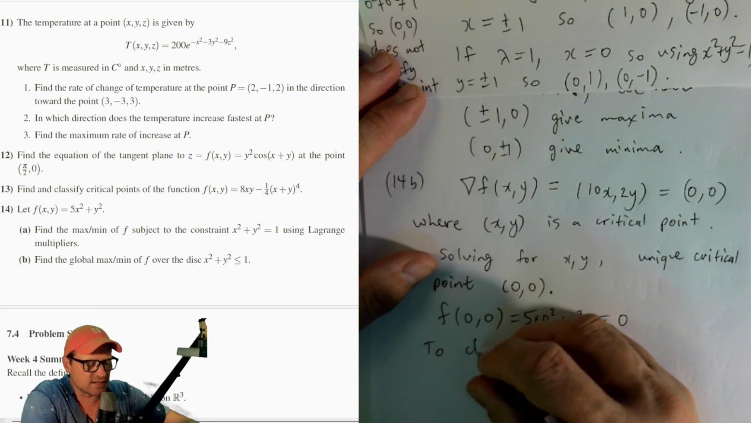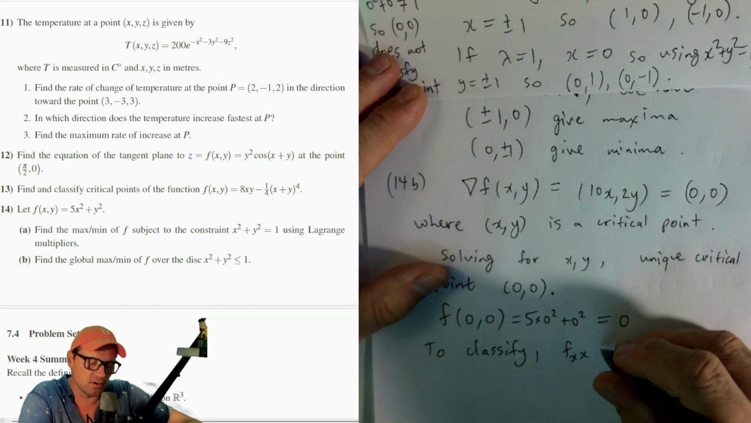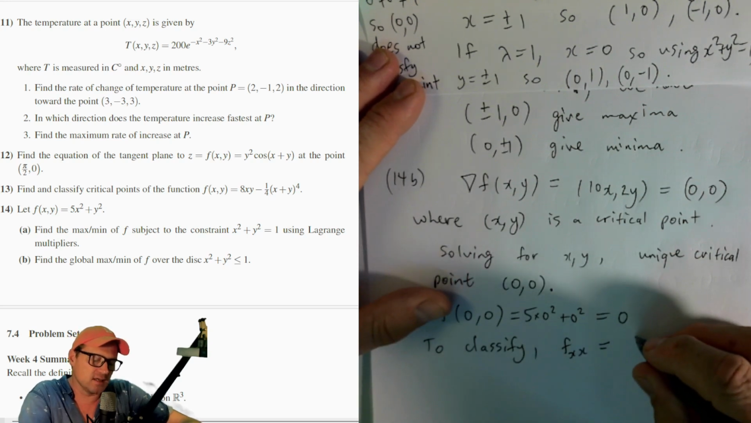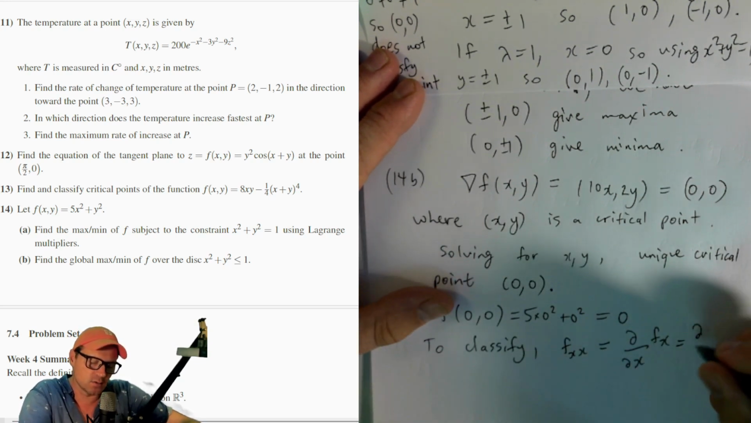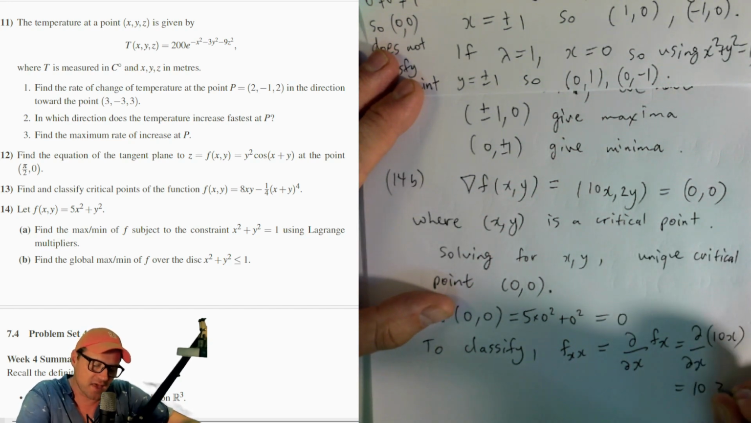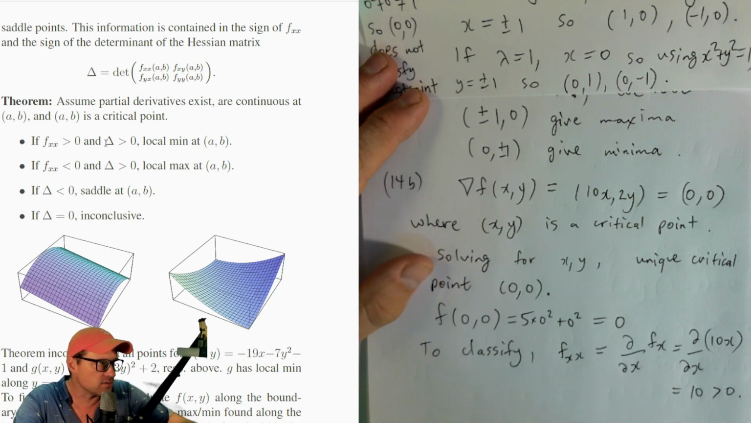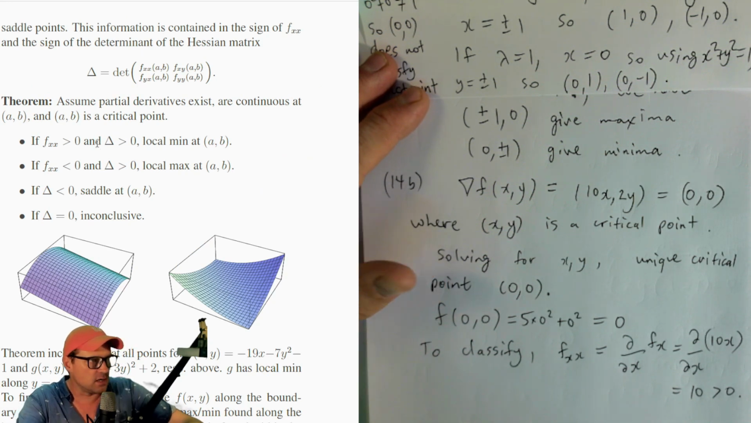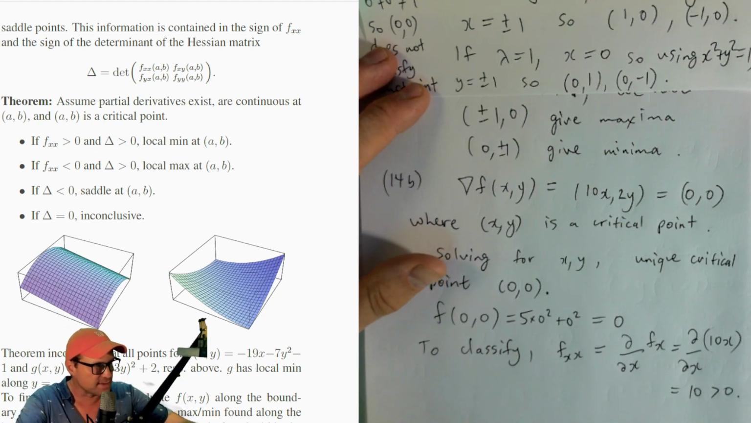So to classify, remember, we need fxx at (0, 0). So fxx is the partial derivative with respect to x of fx, and so we're differentiating partially 10x, and so we get 10, and that is positive. Okay, and so let's have a look at that theorem there. So for this to give a local minima at (0, 0), we need that Hessian to be positive. So let's calculate our Hessian matrix and then its determinant.